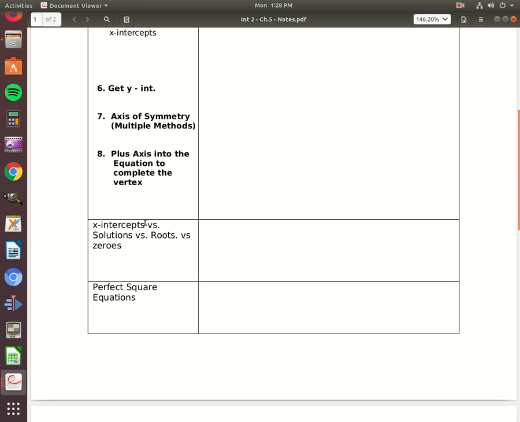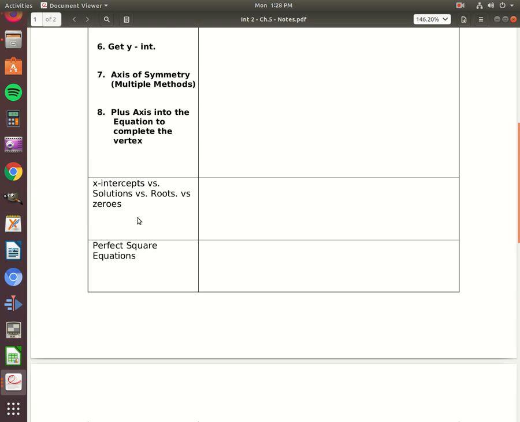Just so you know, there's 3 other names for them: solutions, roots, or zeros. So if I talk about zeros, I'm talking about x-intercepts. If I talk about roots, I'm talking about x-intercepts. And if I talk about solutions, I'm talking about x-intercepts. They all have the same name. It'd be like someone named Robert or Bob. We're talking about the same person. They just have different ways of saying that person's name.